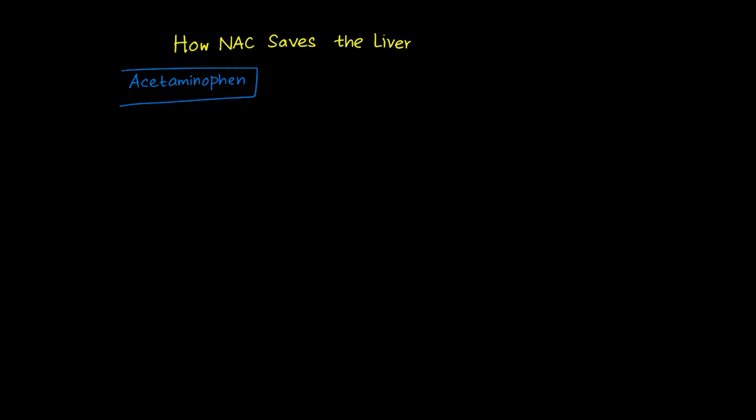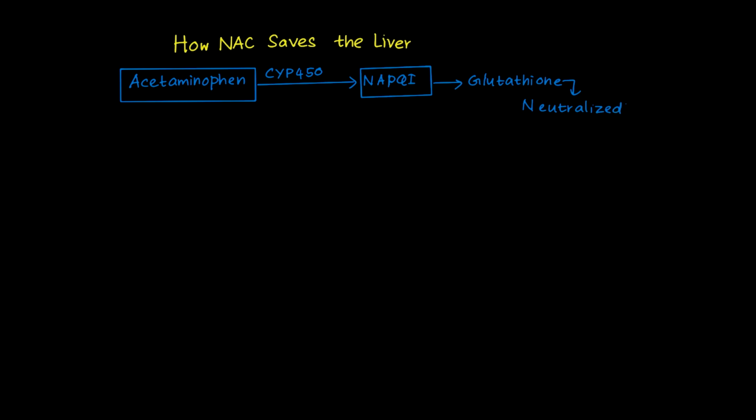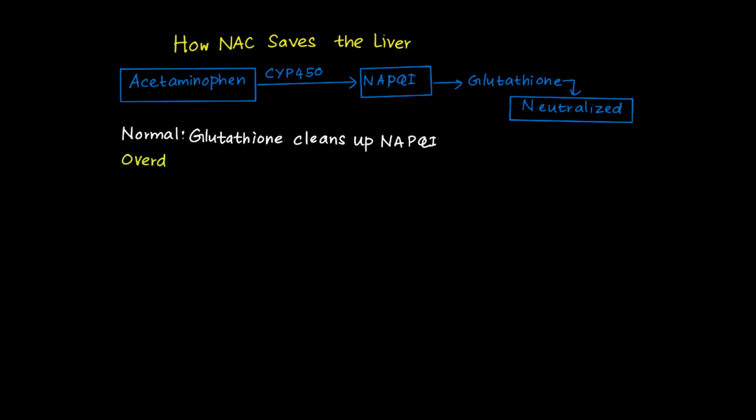Under normal conditions, a small percentage of acetaminophen gets processed through the CYP450 enzyme system, producing NAPQI. Normally glutathione swoops in and neutralizes NAPQI before it can do damage. But in an overdose, glutathione stores get depleted because there's just too much NAPQI being produced.